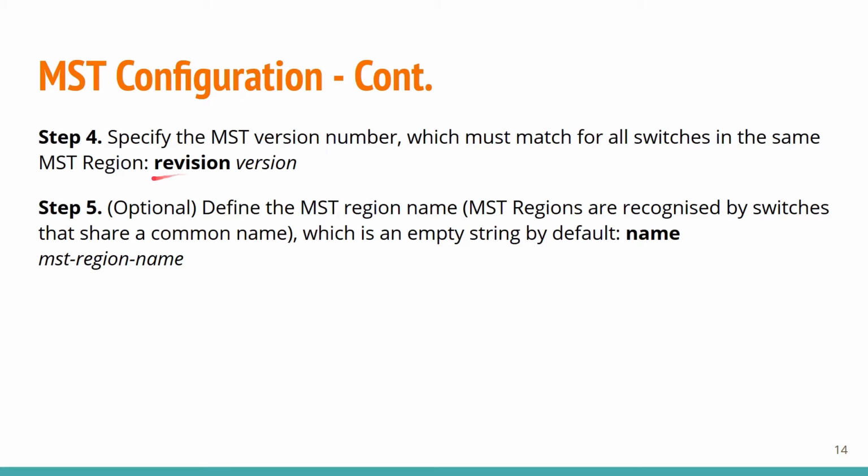And the last step is optional as well. Define the MST region name. MST regions are recognized by switches that share a common name, which is an empty string by default. This can also be done under MST configuration submode with the command name and then the MST region name.